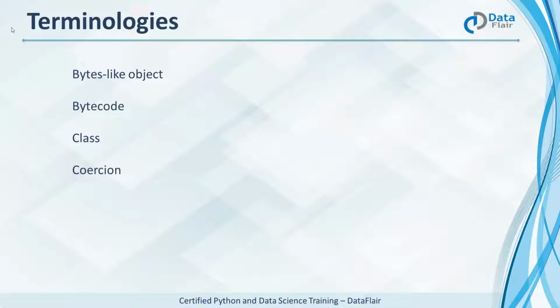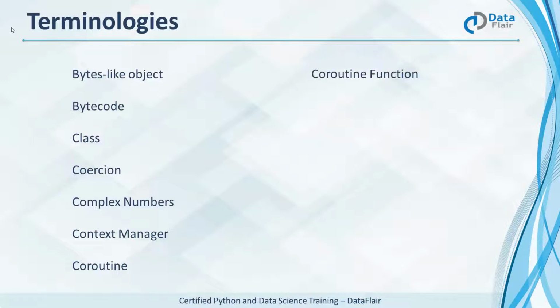When we perform 2 plus 3.3, the interpreter implicitly converts 2 to 2.0, a float. This is coercion. 2 plus 3.3j is a complex number and is made of real and imaginary parts. A context manager is an object that controls the environment observed in a with statement with the __enter__ and __exit__ magic methods. While a subroutine enters at one point and exits at another, a coroutine can enter, exit, and resume at many different points. And the coroutine function returns a coroutine object.